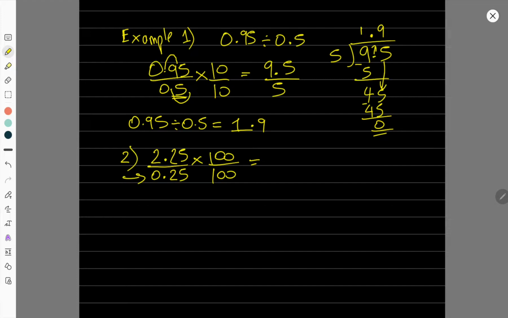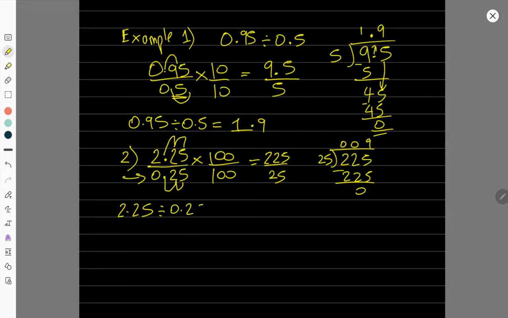Now when we multiply by 100, the decimal will go two places to the right, correct? So we have 225 divided by 25, and once we get this, we divide them normally. 225 divided by 25, we have 0, 0, and 9, correct? And our answer is 9. So 2.25 divided by 0.25 is equal to 9. Again, just follow this technique to solve all of the questions.